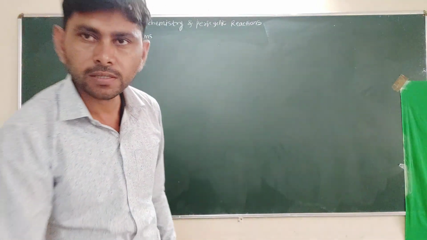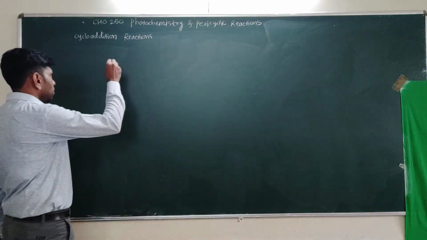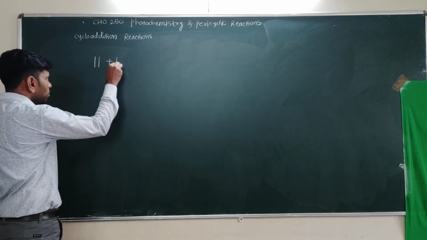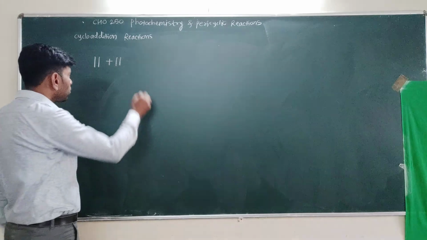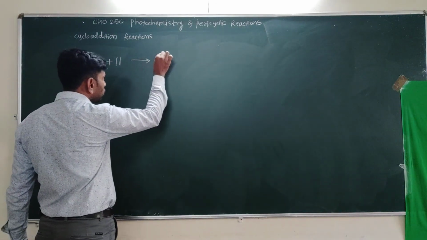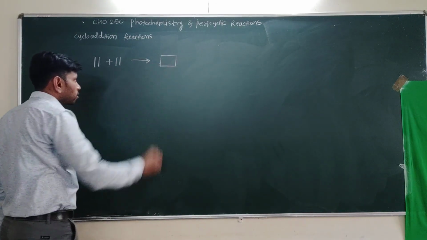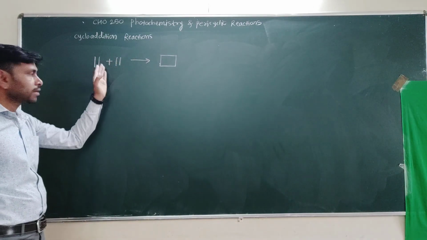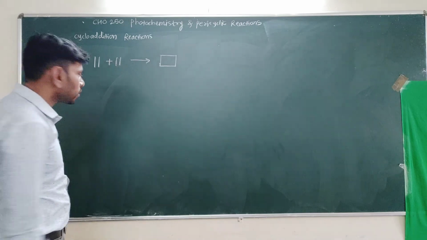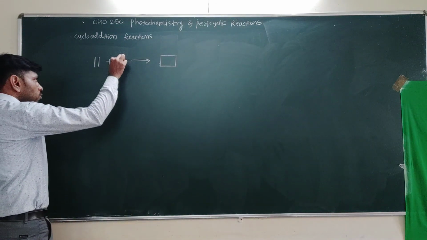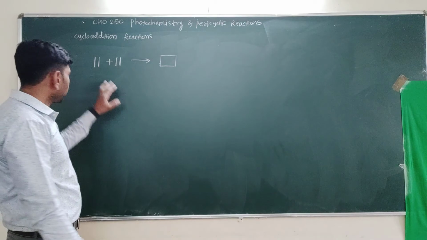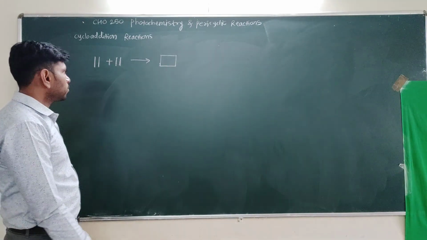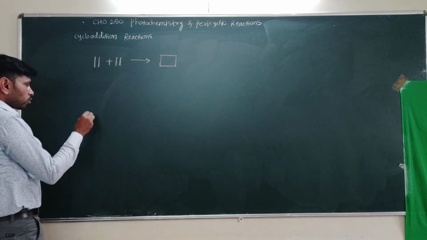Simply, cycloaddition reactions are the reactions in which two or more unsaturated systems react to form a cyclic product. So, a cyclic product is obtained by the addition of two or more unsaturated systems. Here two systems are there, two ethylene systems we have taken: one 2 pi electron system, another 2 pi electron system. So the cyclic product is obtained here.